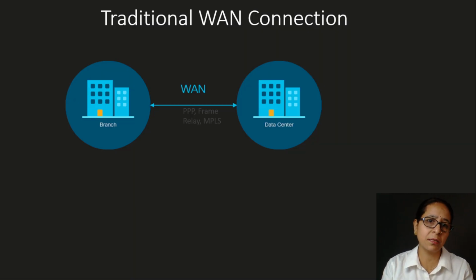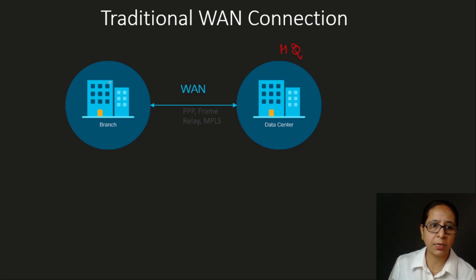And here, in the traditional WAN connection, on one side we have the headquarters, say the data center. Okay, so this is our head office. And on this side we have the branch office. Suppose this is our branch office.